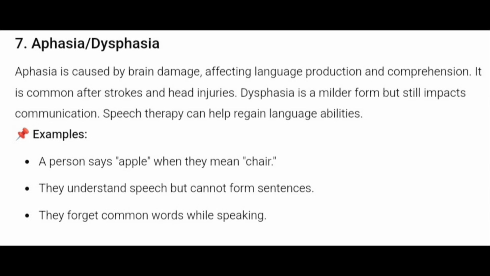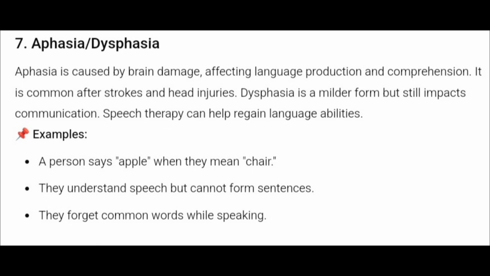All right, now let's see aphasia or dysphasia. Aphasia is caused by brain damage affecting language production and comprehension. It is common after strokes and head injuries. Dysphasia is a milder form but still impacts communication. Speech therapy can help regain language abilities. Example, a person says apple when they mean chair. They understand speech but cannot form sentences. They forget common words while speaking.